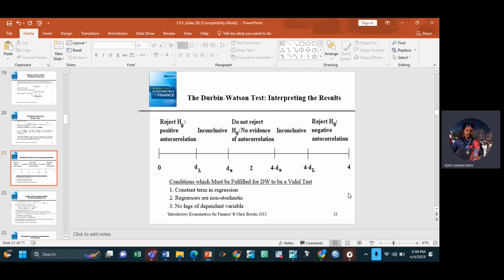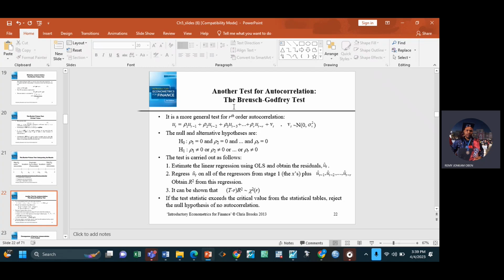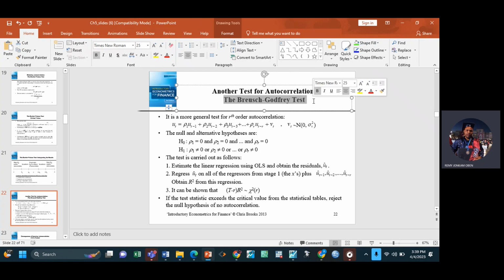Yes, these values, correct. Okay, so guys, another test we have for autocorrelation is the Breusch-Godfrey test, the BG test. It is actually an LM test, Lagrange multiplier test. This is a better test than the Durbin-Watson test, and it's actually the general test for autocorrelation, as far as I know. It is a more general test.